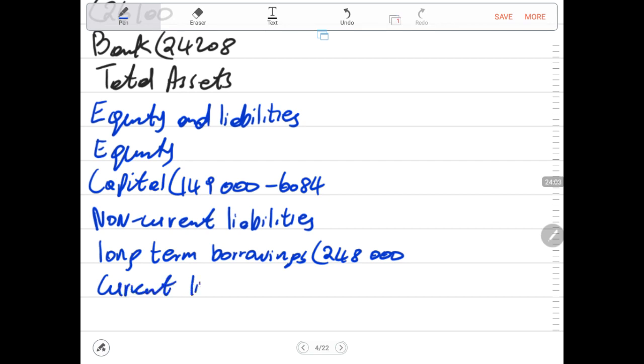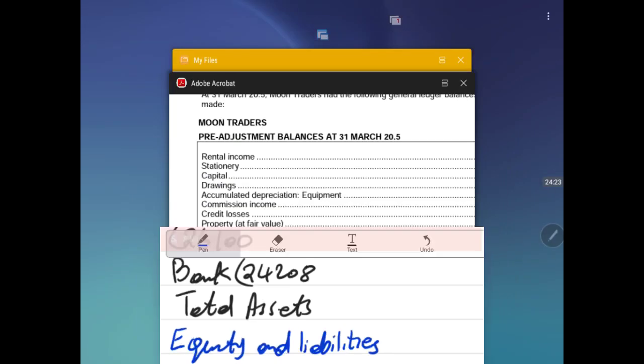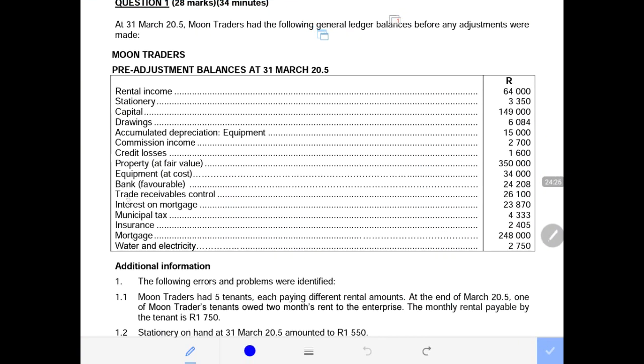We go to current liabilities. Under current liabilities, we have trade and other payables. Then we need to look for trade payables control. Do we have any trade payables control? We have trade receivables control. We don't have trade payables control. Why is there no trade payables control? It's because this business does not buy something from their supplier.